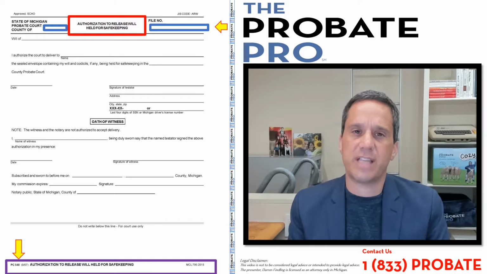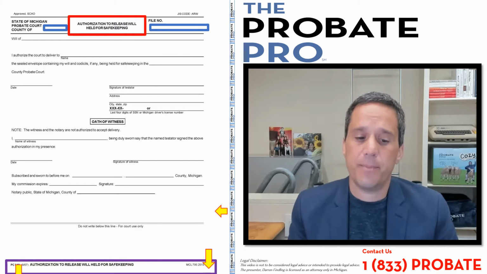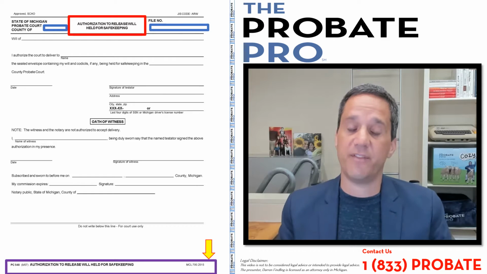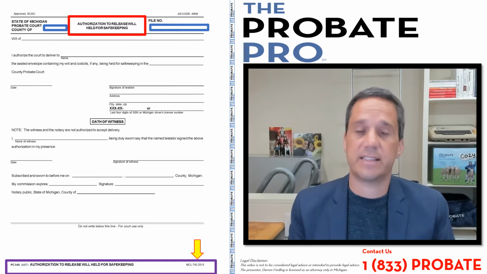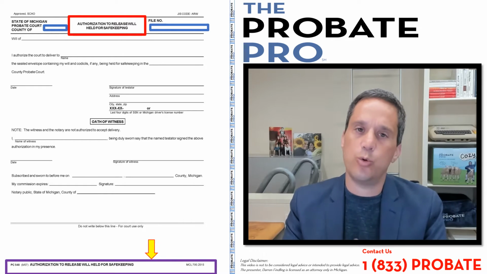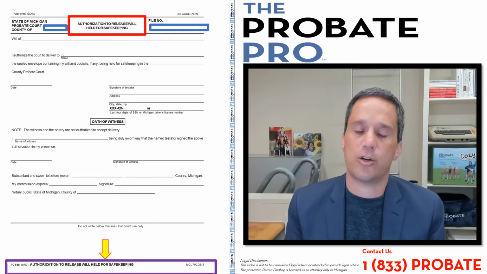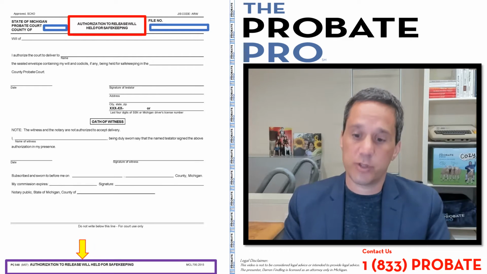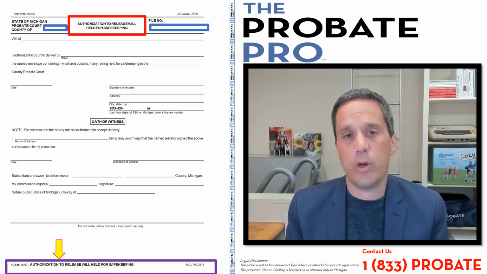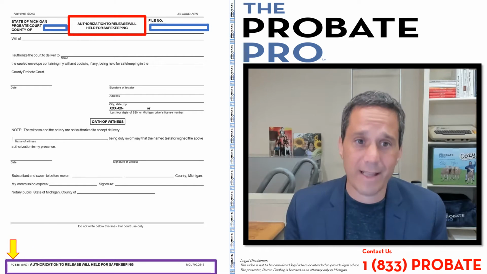So first, let's understand why this form exists. As you can see, there's a statute at the bottom of each of these SCAO forms. In this case, it's 700.2515. It allows a person who created and signed a will, that person is called the testator, to first deliver and store a will for safekeeping at a probate court in which they are a resident.